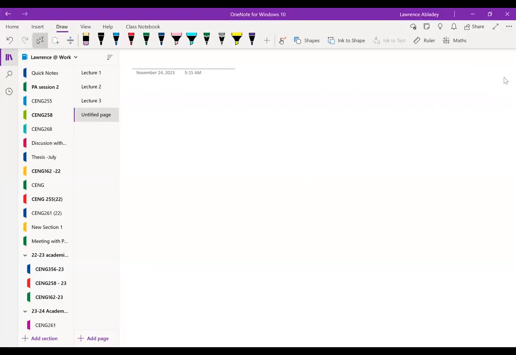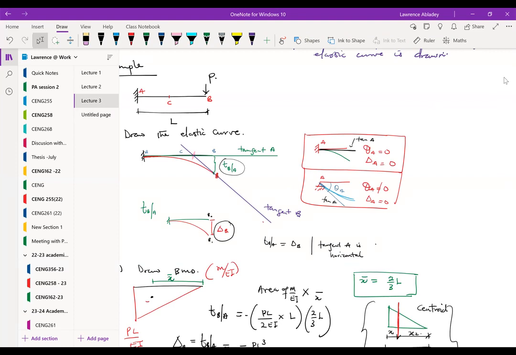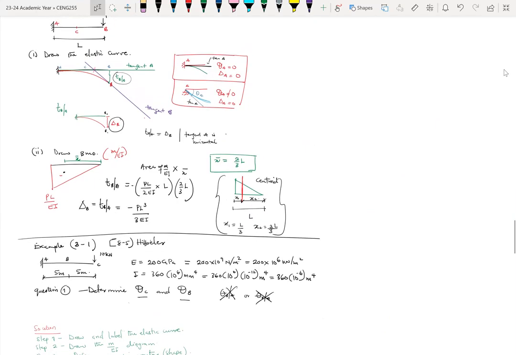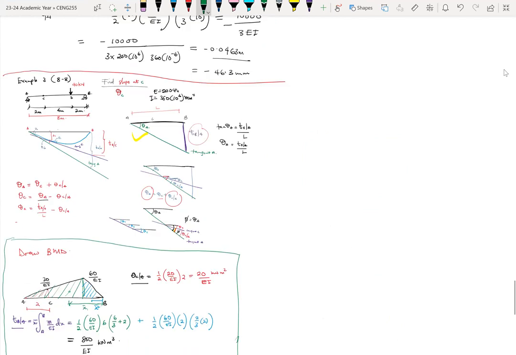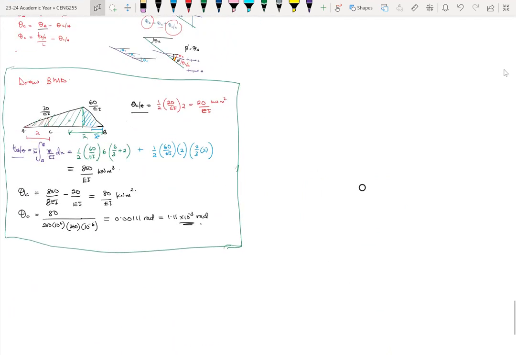All right. So I think this is our lecture 4 on the 24th of November. We are still looking at the analysis of a structure in terms of finding its slopes and deflections using the moment area method. Okay. So let's just do a recap of last week's lecture. Last week we formulated two theorems based on the moment area method.